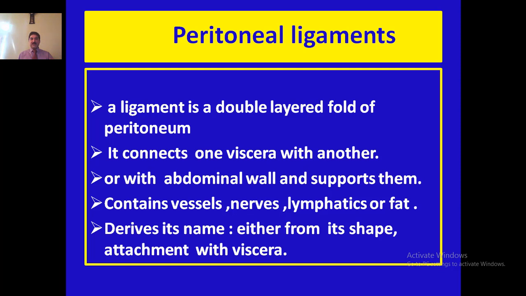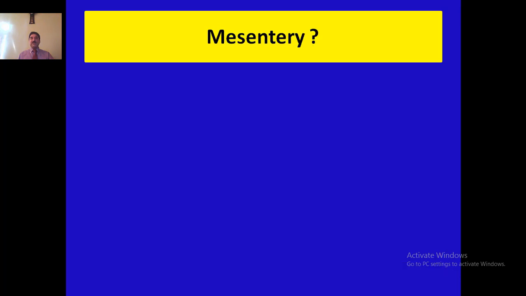A ligament is a double-layered fold of the peritoneum. It connects one viscus with another or with the abdominal wall and supports them. Since this double-layered fold of the peritoneum comes from the posterior abdominal wall, it carries with it blood vessels, nerves, lymphatics, and at places contains a variable amount of fat. These ligaments derive their name either from their shape or from their attachment with a particular viscus.